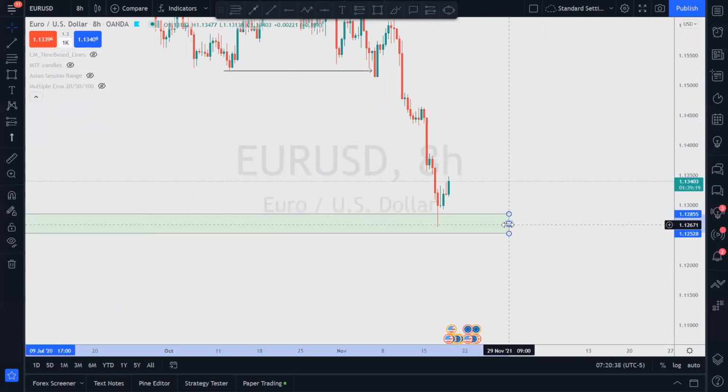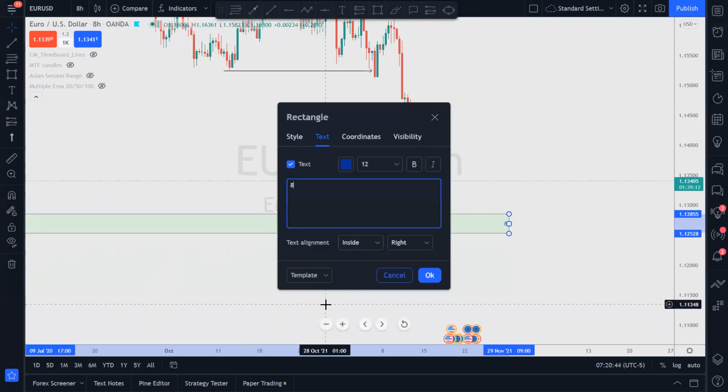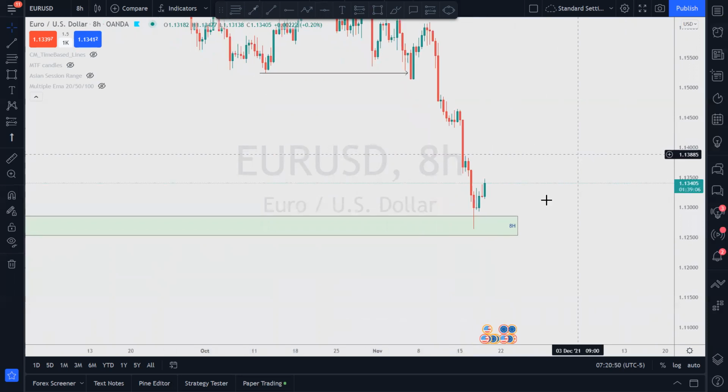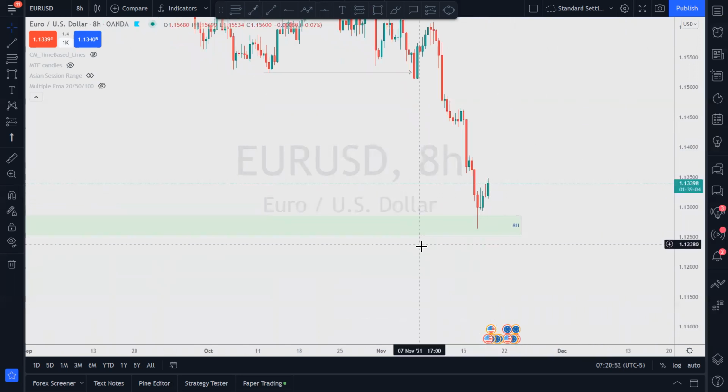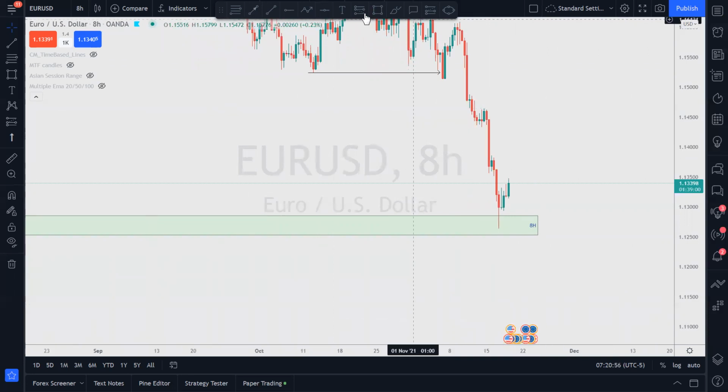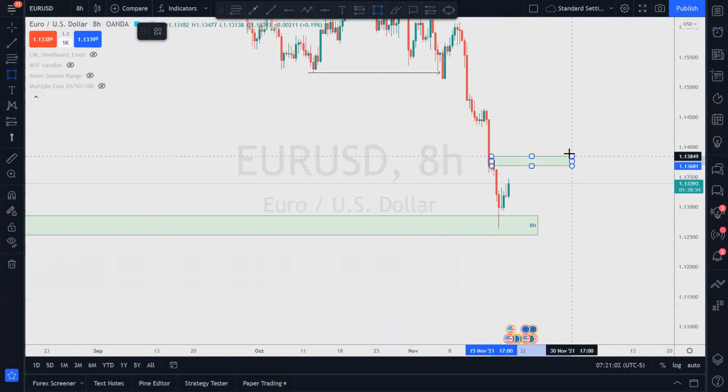Okay, so I'm going to put this as an 8 hour order block. There you go. Now, look how price is leaving this area. So I'm going to look even further into that. I'm also going to mark where price has the potential to turn. There's an 8 hour order block right there.